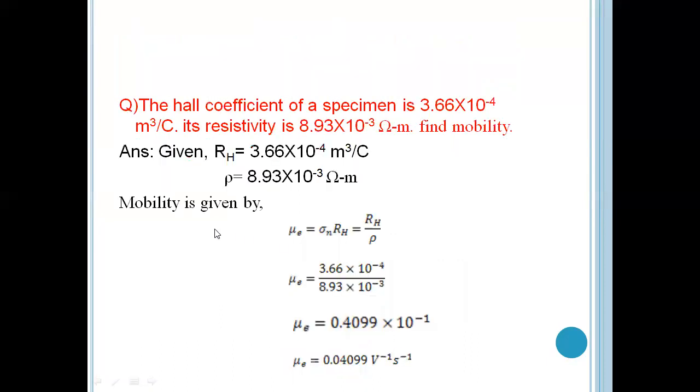Another problem where they have given you the Hall coefficient and resistivity value, and they ask you to find the mobility. R_H and rho values are given, and you are asked to find mu. Generally, mu is equal to sigma_n into R_H, where sigma is the conductivity. Conductivity in terms of resistivity can be written as the reciprocal, so mu is R_H by rho, where rho is the resistivity. Substituting those two values in the formula, you'll get the mobility of the particles with a resistivity of 8.93 into 10 power minus 3 ohm meter.